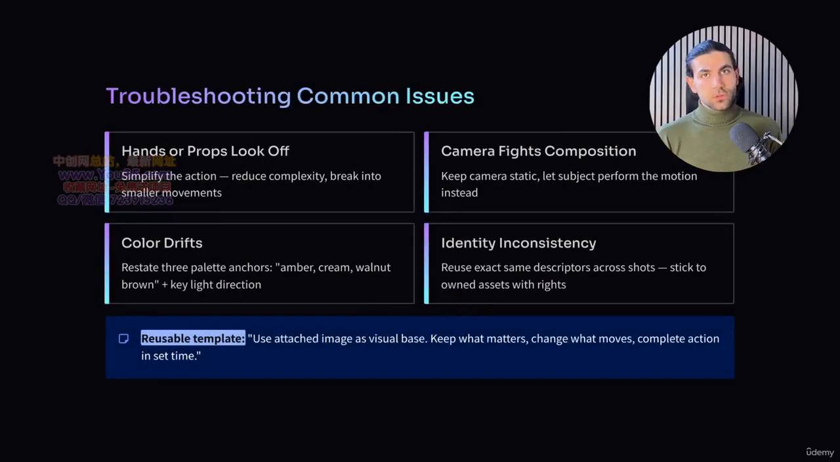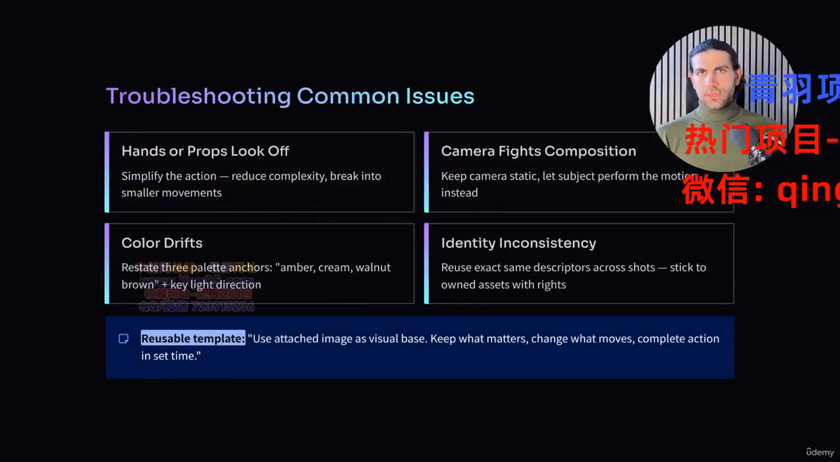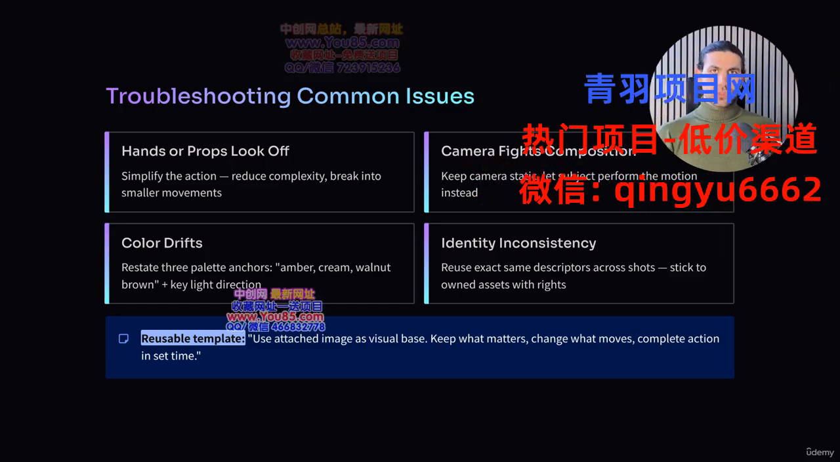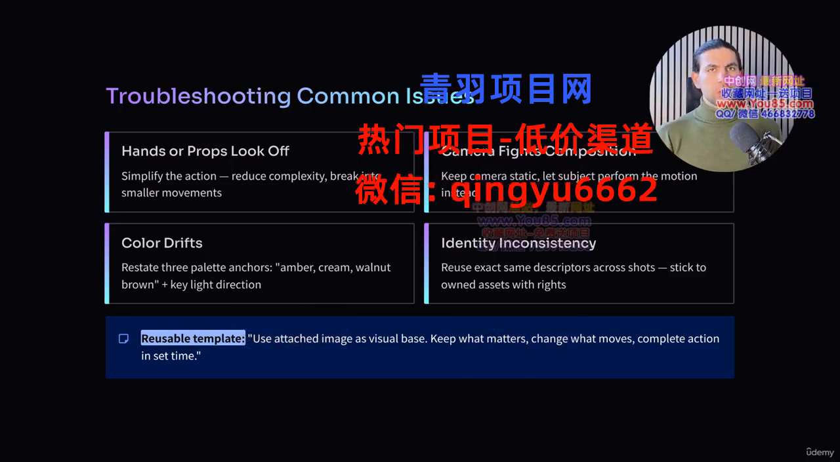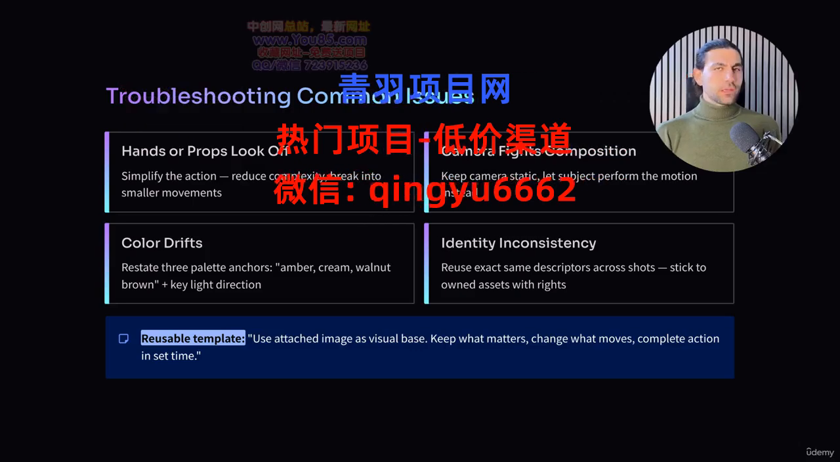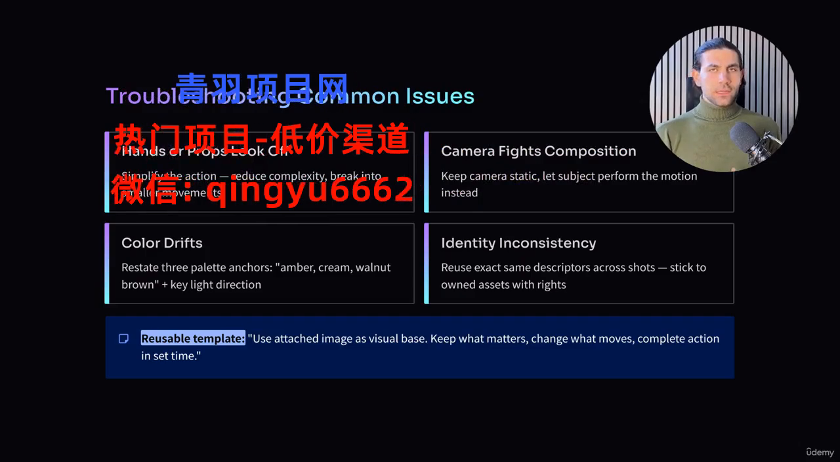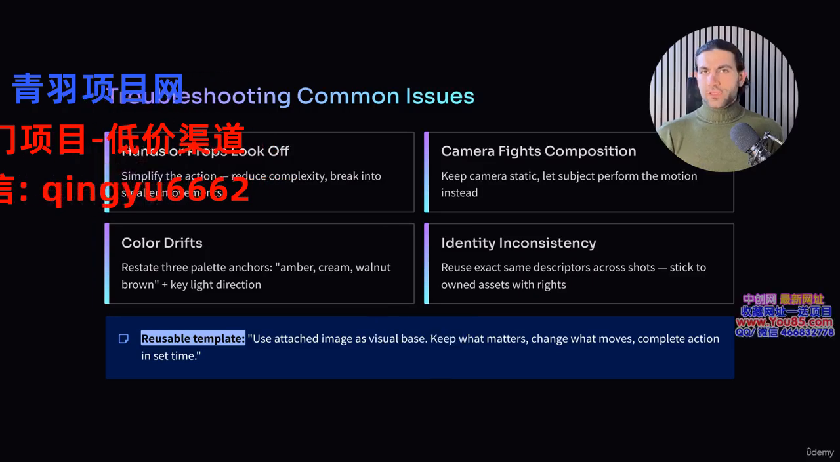If you need a stable, recurring character, stick to your own images or assets you have rights to. Then reuse the same descriptors across shots so identity stays consistent. Common issues are predictable and easy to fix. If hands or small props look odd, simplify the action. If the camera fights the composition from your reference image, keep it static and let the subject perform. If color drifts, restate your 3 palette anchors.